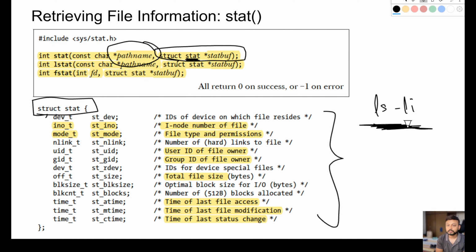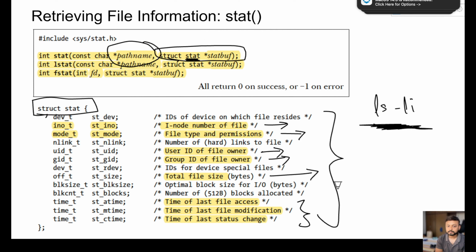These fields correspond mostly to what you see when you run an ls -li command. It has the inode number, the file type and file permission, user ID, group ID of the file owner, file size, timestamps, and it also tells you what is the optimal block size for I/O. This is usually 1024 or 4096 depending upon 32-bit or 64-bit system.